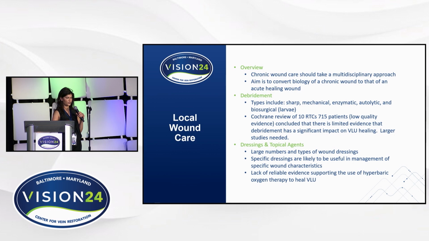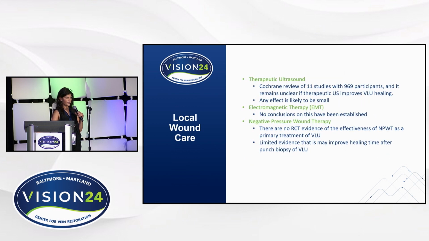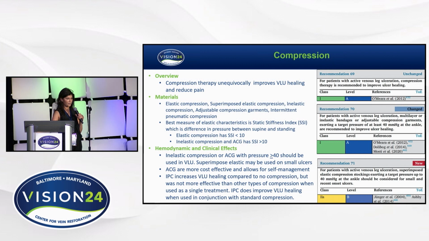And topical agents, definitely those are supported depending on the number and types of wounds. Different types of dressings are indicated, but for hyperbaric oxygen, there is no evidence. These three ancillary treatments, therapeutic ultrasound, EMT, and negative wound pressure therapy, mirror the US in 2014, in that there's no clear evidence that any of these improves venous ulcer healing, although after a punch biopsy of the venous ulcer, negative wound pressure therapy has been shown to improve healing.